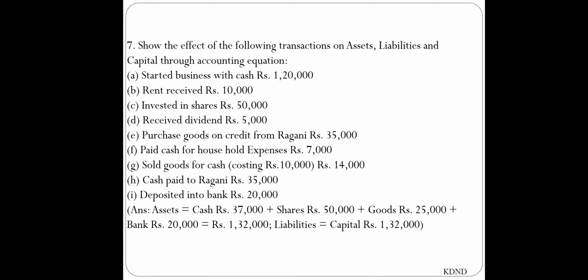Then comes your next sum, number 7. Now show the effect of the following transactions on assets and liabilities. Started business with cash. There are multiple transactions here, and some new things are there, that is investment and dividend. Investment means the company or enterprise has savings, and it utilizes those savings by investing in shares. So investment is an asset for our firm or our organization.